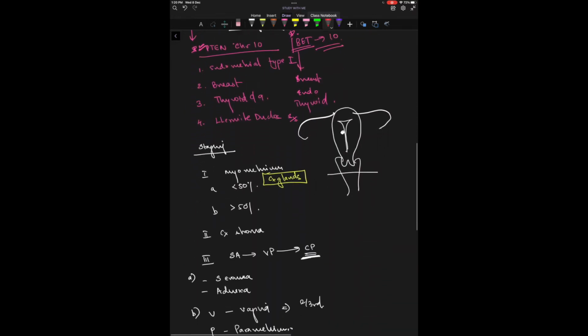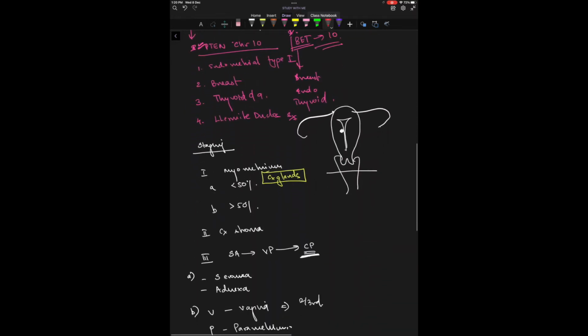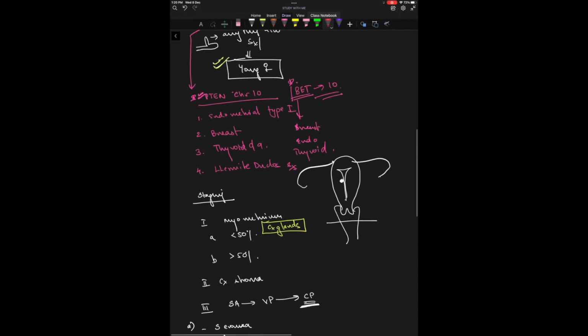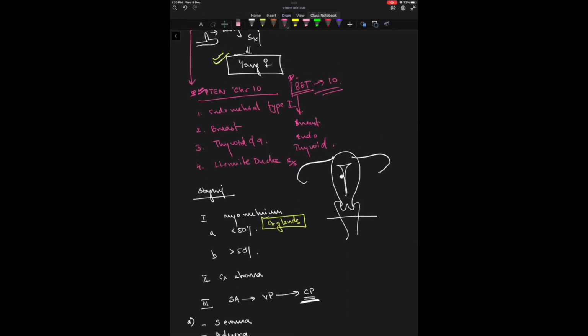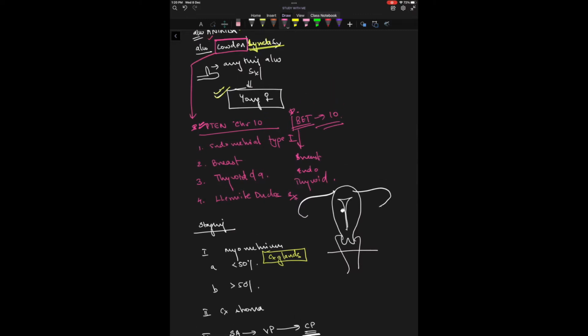Alright, so we talked about one syndrome, that is the Cowden syndrome. It is very important. Cowden syndrome is associated with PTEN mutation on chromosome 10. What are the cancers associated with it? The first is the endometrial cancer, type 1. We just studied it right now. Second is breast cancer. Third is thyroid cancer.